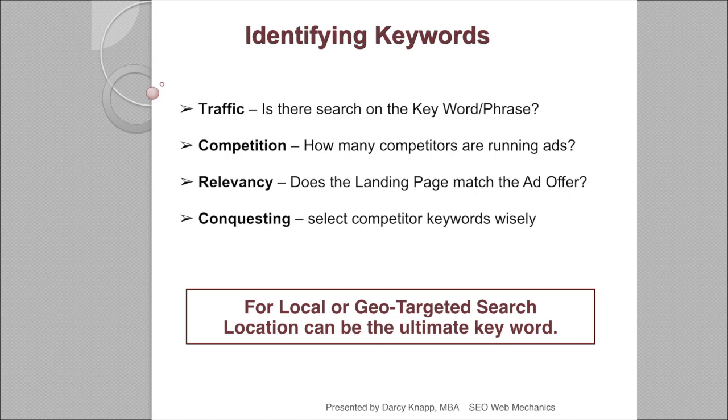You may also want to consider using Conquesting. This is when you select a competitor's name as a keyword, not putting their name into your ad, but putting their name into your keyword list so when someone is searching for one of your competitors, they have you as an option in the paid ads.